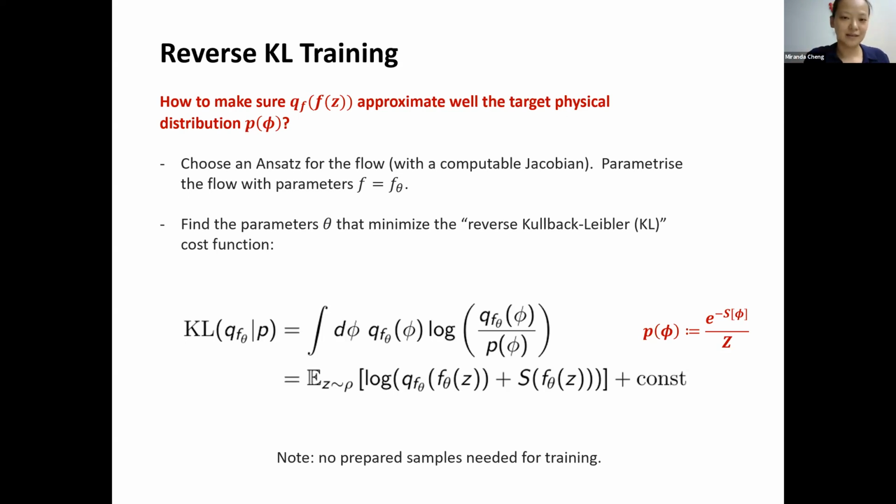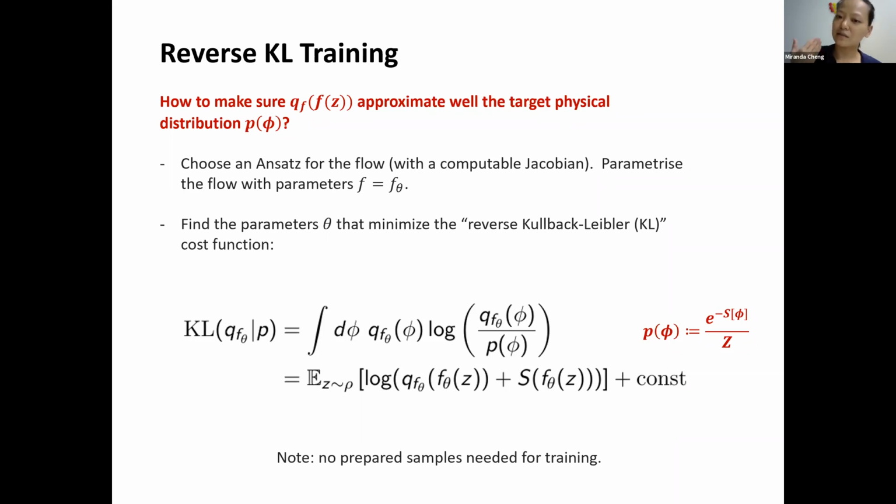For instance, if it's a one-dimensional space, you can say F equals theta times Z, right? Then the only parameter you can tune is the slope. That's one example. And then the next step would be to find the parameters that minimize the so-called reverse KL cost function.